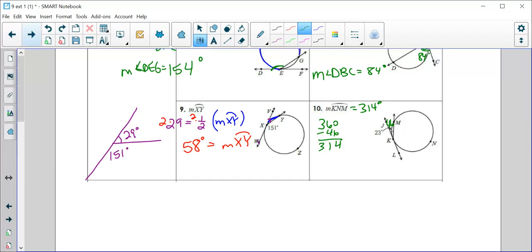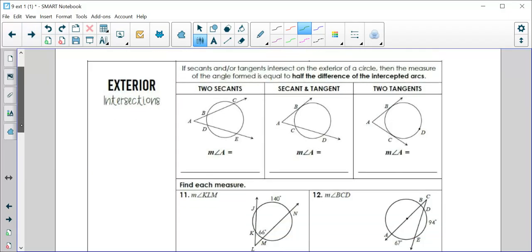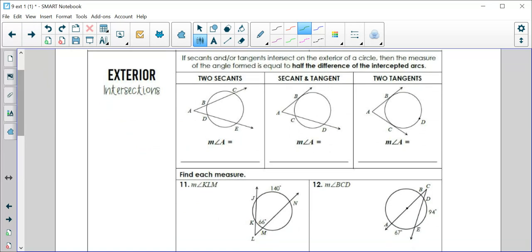All right, next. What if your two lines meet on the exterior? So it could be two tangents. It could be a tangent and a secant, or two secants. You do the same formula no matter which one it is. Okay, so always you're just taking the big arc minus the small arc and then cut it in half or divide by 2.